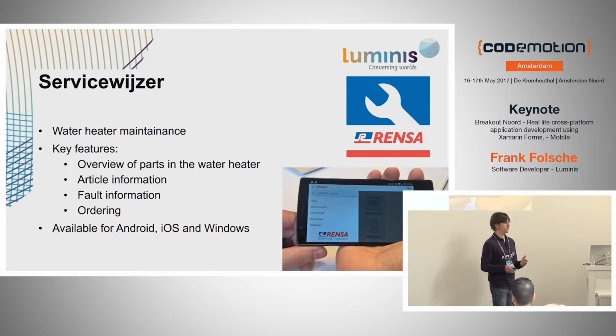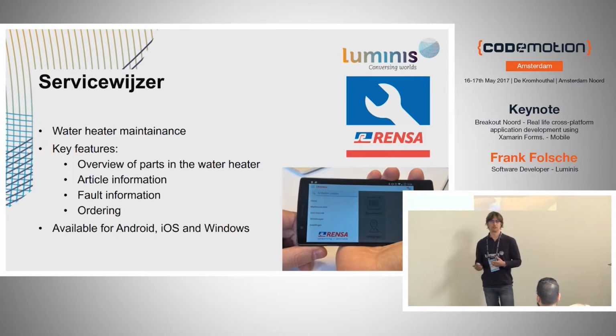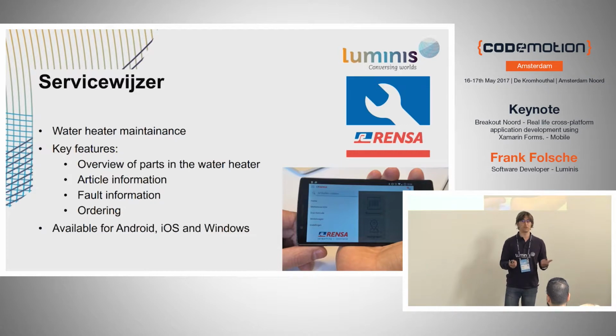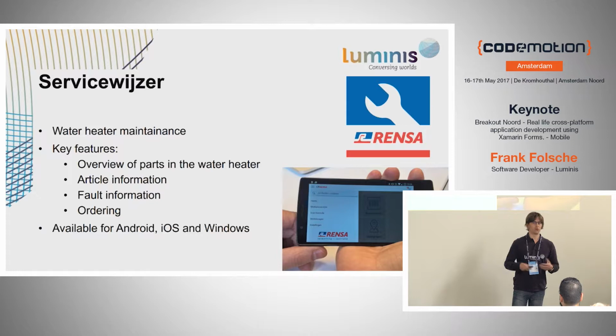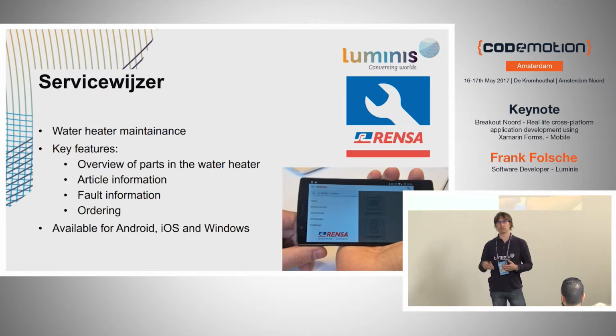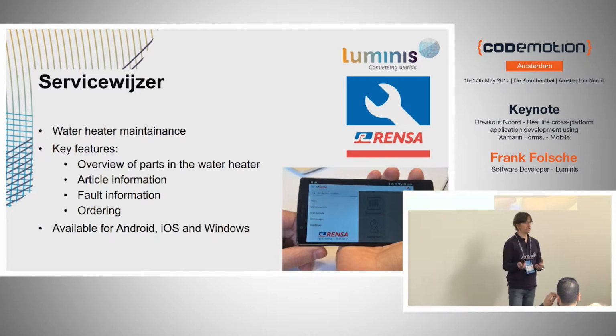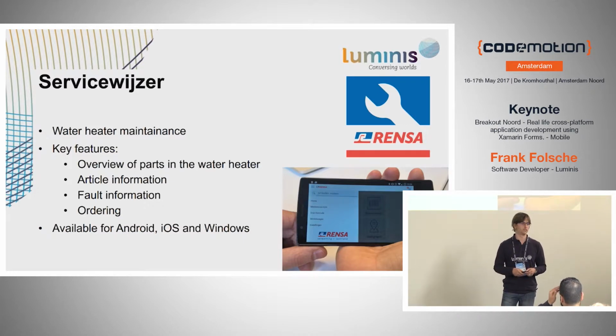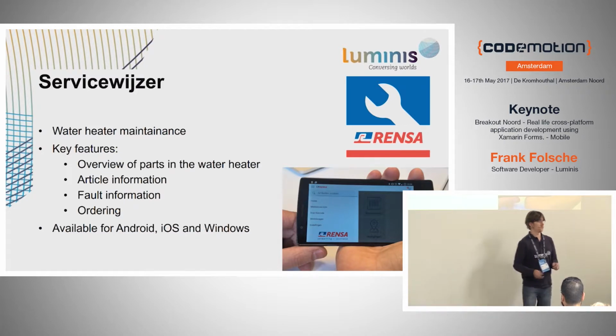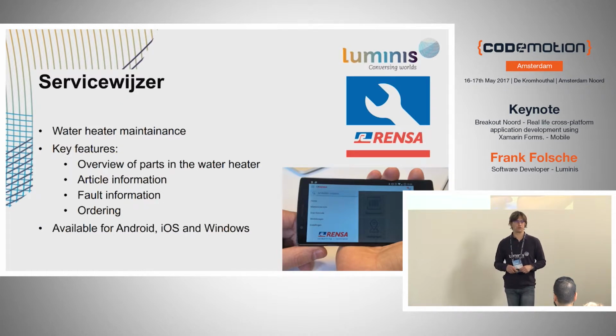The basic features of the application are basically water heater maintenance or boiler maintenance. So you have a water heater, the maintenance guy comes to your home, wants to know what water boiler you have, what parts are in there, what can be wrong with the application, what error codes are appearing. So if you have a code like 01, you can look up what it actually means. And then when you found out what's wrong, you can order the part through the app. That's basically it. The original application was already available for iOS, Android, and Windows, so that was one of the requirements for the new application as well.